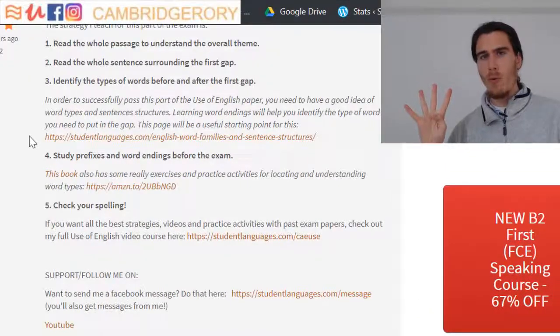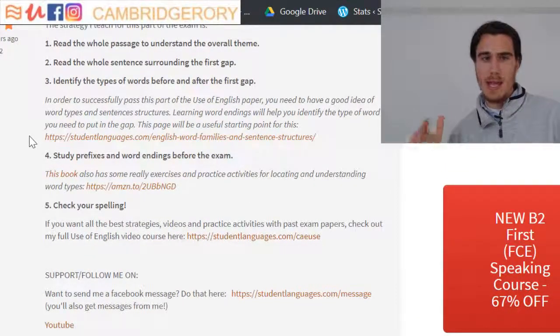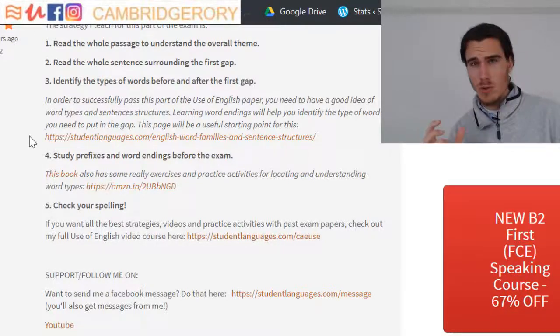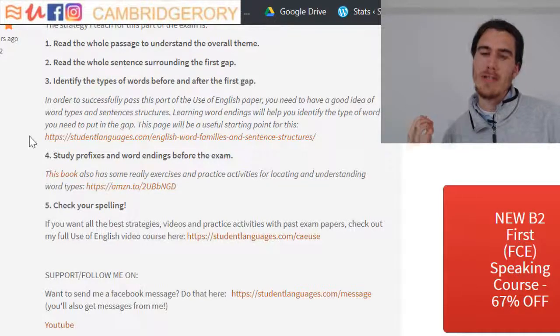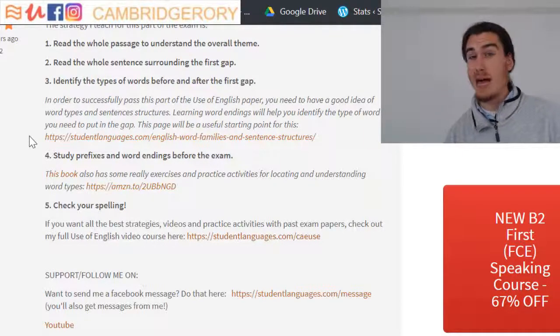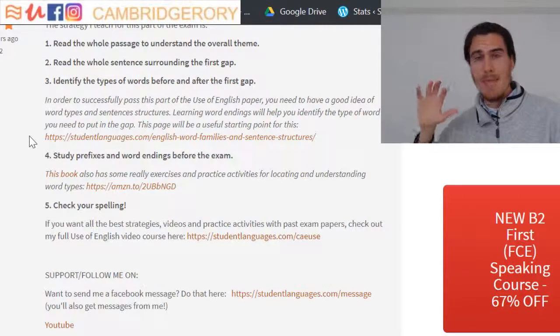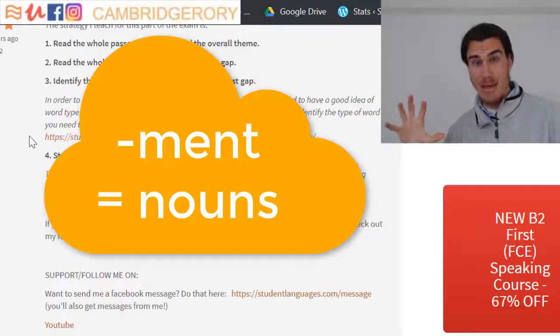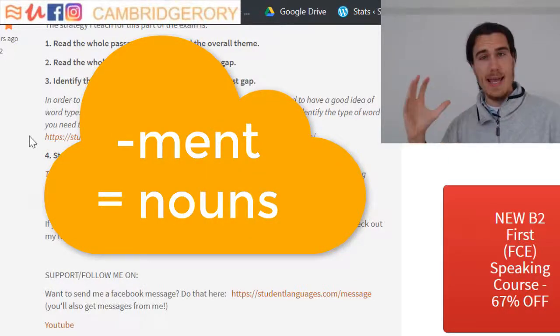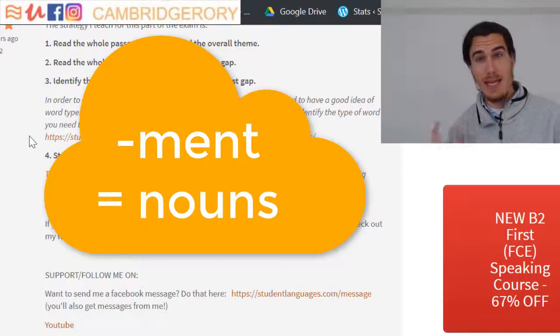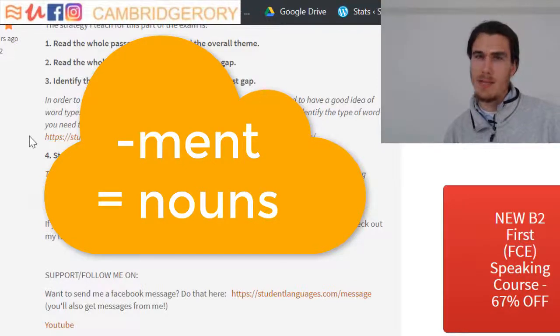Okay, then step 4, which is linked to step 3, as I said a minute ago, you should study prefixes and word endings before the exam. So you should get to know the typical noun endings, for example. If a word ends in -ment, it will probably be a noun. Or if it ends in -ly, it will probably be an adverb. Learn these facts and they will get you much higher marks in the exam.